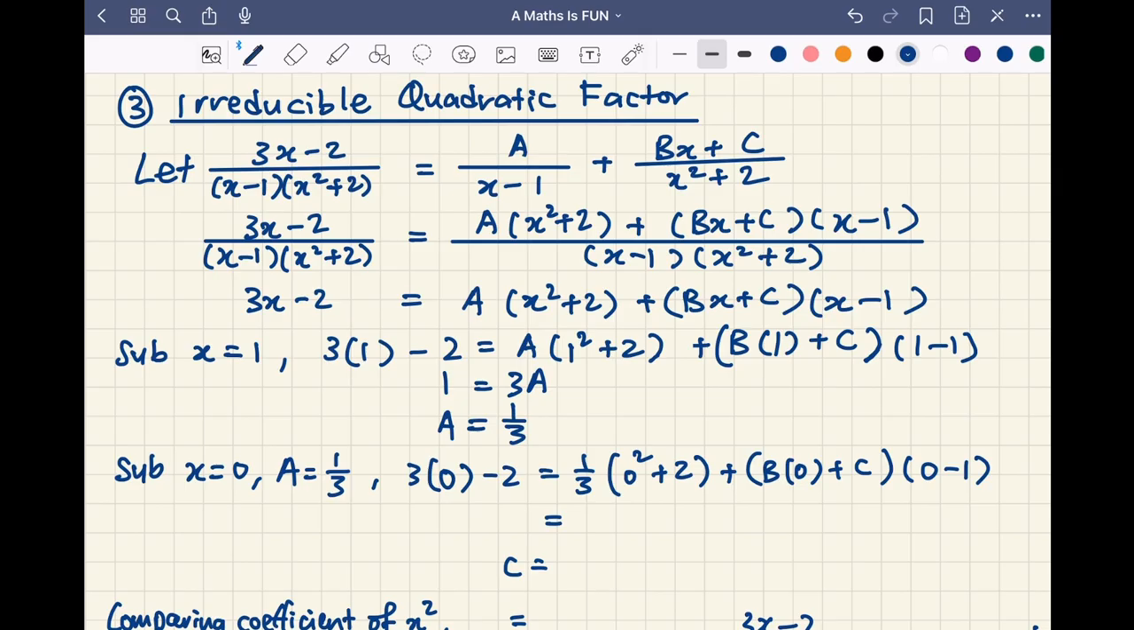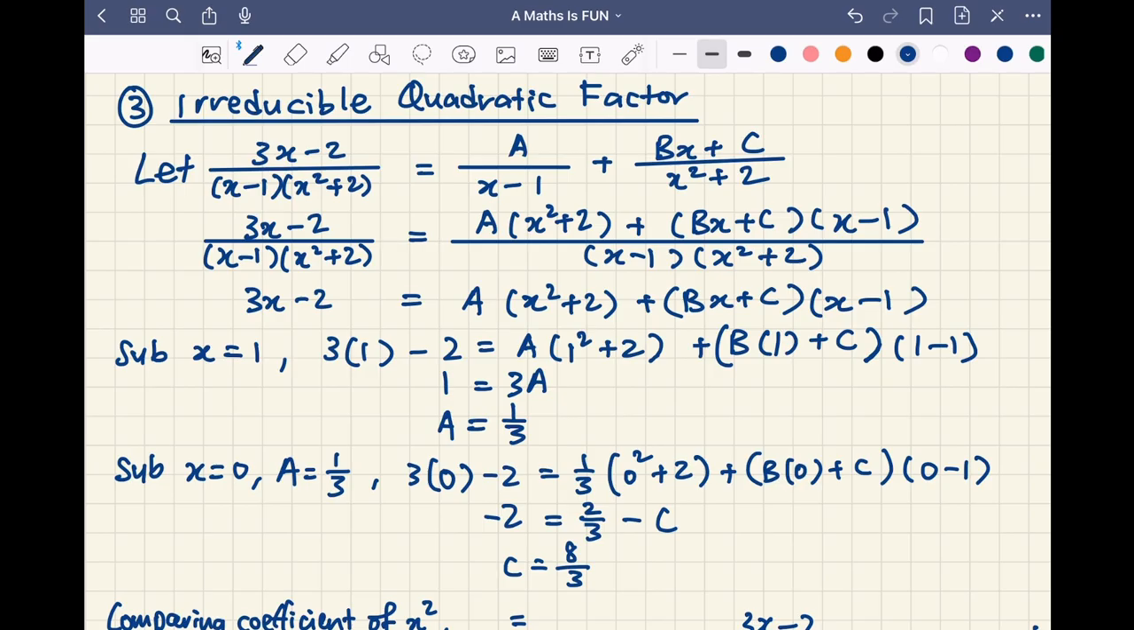And what we have here is, on the left hand side, we have negative 2. And we also have 2 over 3 plus b times 0, which means b is gone, leaving us with only negative c, right? So it's actually 2 over 3 minus c. And solving for c, we actually get 8 over 3.